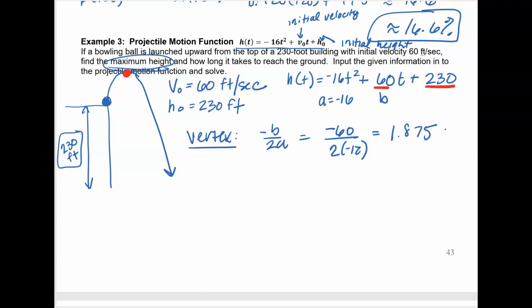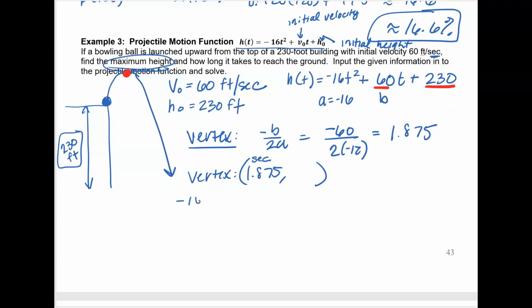Now this is going to be my x value of the vertex. So the vertex is a coordinate pair, so 1.875, that's the x value, and the input in this case would be time, because if the velocity is 60 feet per second, this would be seconds. So it means that after 1.875 seconds, that bowling ball is at the highest point in the air. But notice it didn't ask for the time of the maximum height, it asked for the maximum height. So we actually have to plug that into the equation to find the max height.